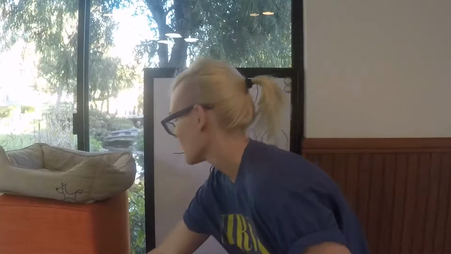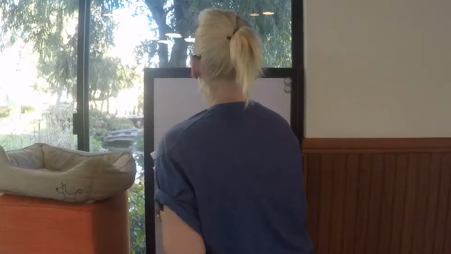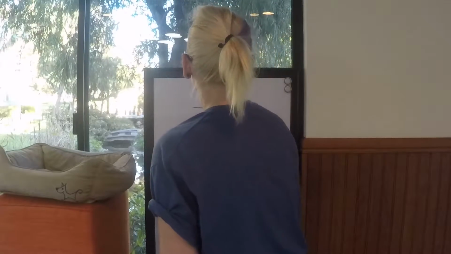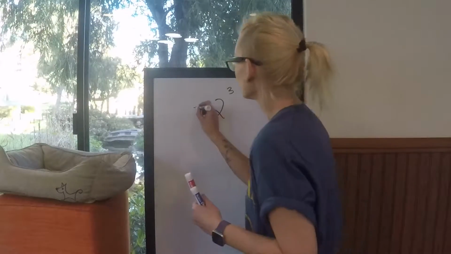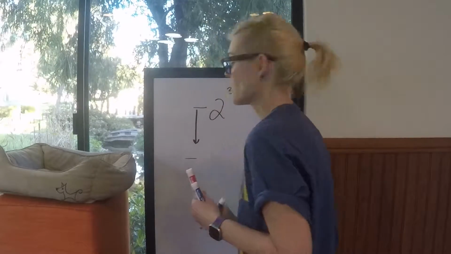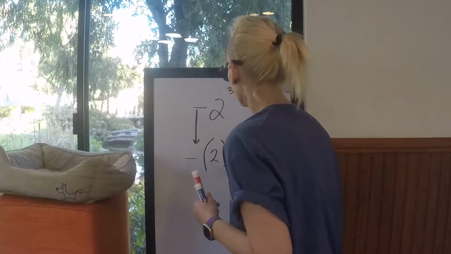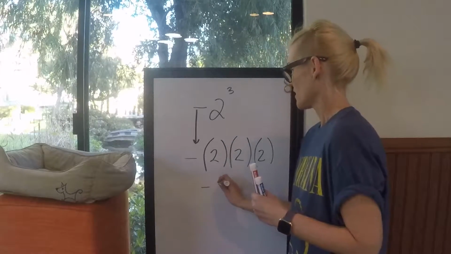Okay, and then the last one we'll do really fast. So what happens if it's just -2 to the third? Okay, so make sure you know this 2 is not coming along for the ride when you do your exponents. 2 times 2 times 2, giving us a -8.